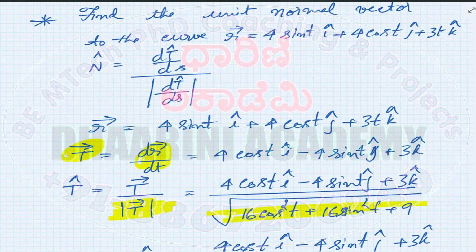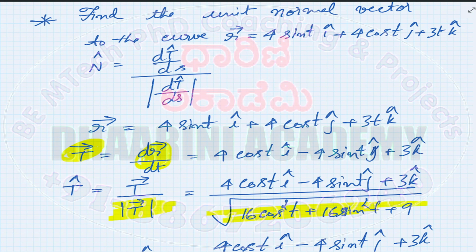Let's just discuss this once again. The question is to find the unit normal vector to this given curve. The curve is r vector equals 4 sine t i cap plus 4 cos t j cap plus 3t times k cap. This is given and my answer is n cap. n cap is given by dT by ds whole divided by the magnitude of dT by ds. Then what is T? T is nothing but the tangent, and T cap is the unit tangent. So I need to find the unit tangent first.